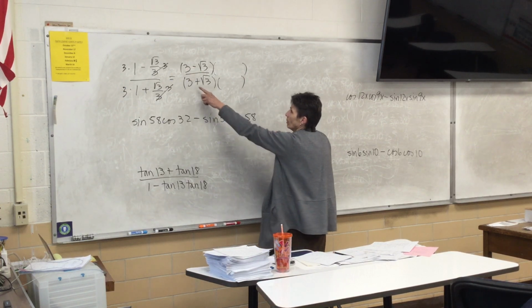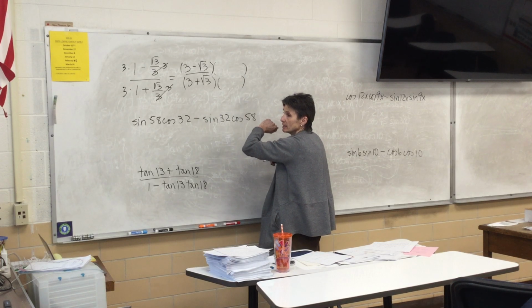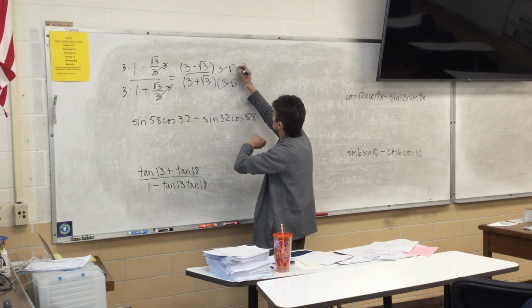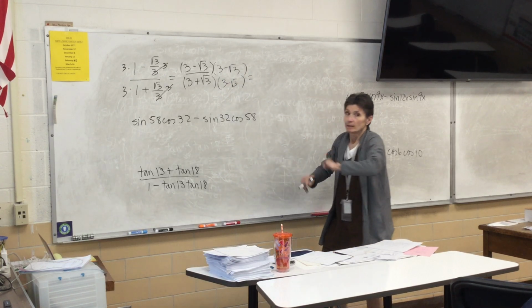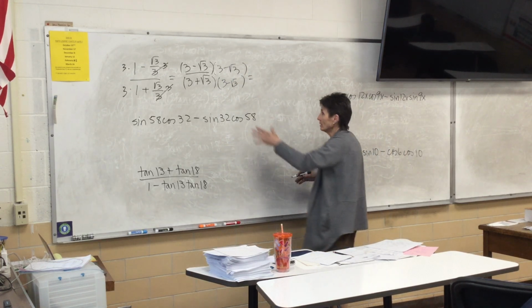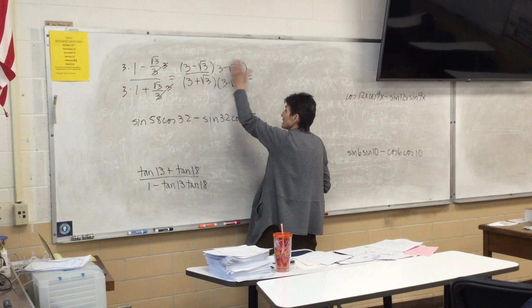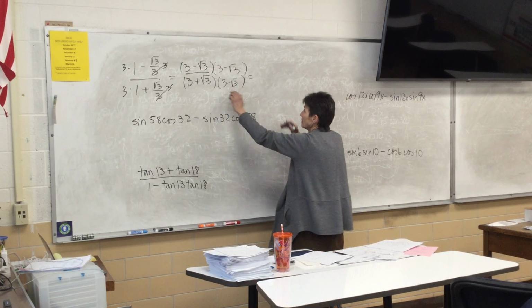rationalize it by multiplying by the conjugate. So 3 minus root 3, 3 minus root 3. Now we'll do a giant FOIL. We have to FOIL on the top. So first times first, outsides, insides, and lasts. And the same on the bottom.